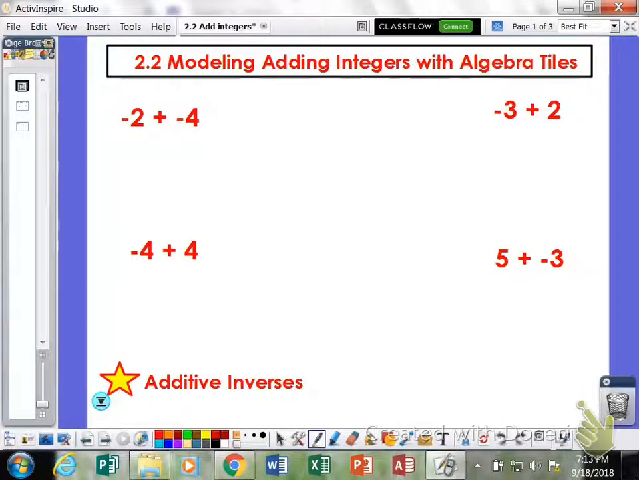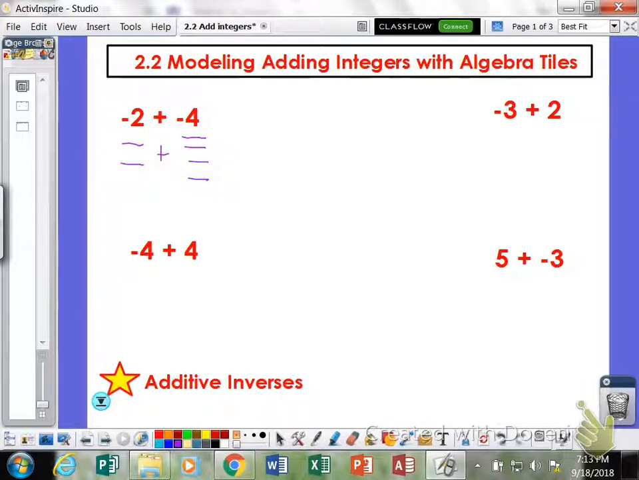All right, lesson 2-2, modeling adding integers with algebra tiles. So I just like to use pluses and minuses, because it's easier to write down. But when I am solving -2 plus -4, what I do is, on this side under the -2, I just write two negatives. Plus, and then on this side I have 1, 2, 3, 4.